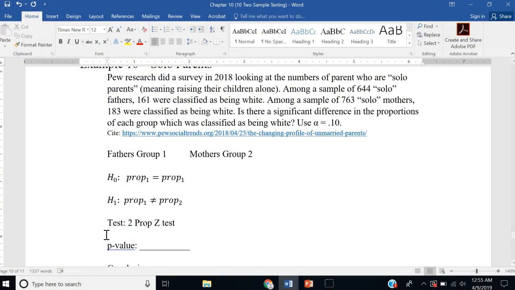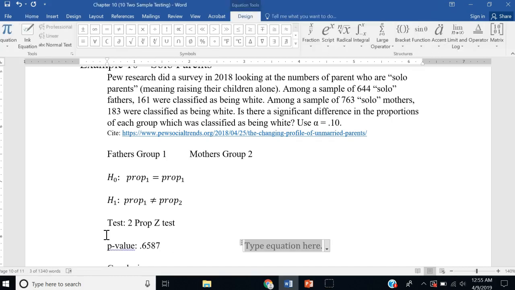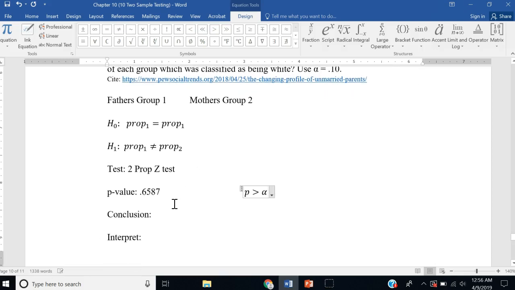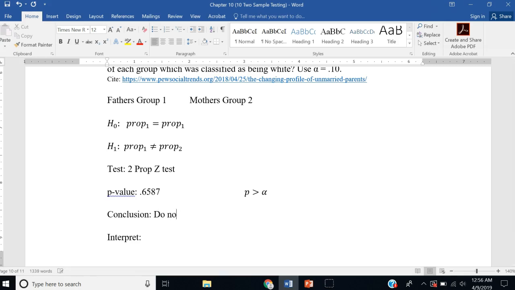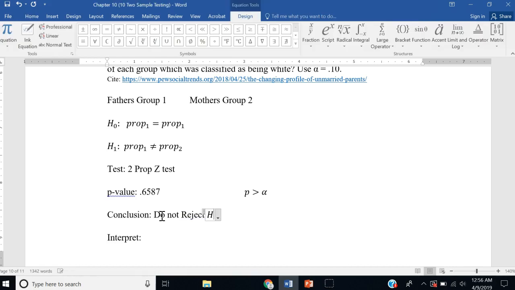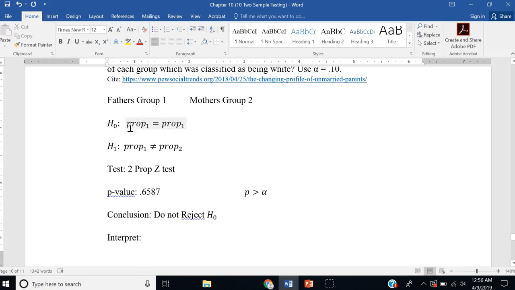And I got a p-value of 0.6587. That's a fairly big p-value. Remember, our p-value is an area under the curve, so getting something that's 0.6587 is pretty large. And so my p-value is bigger than my alpha. That means do not reject the null hypothesis. All right, so don't reject the null hypothesis.